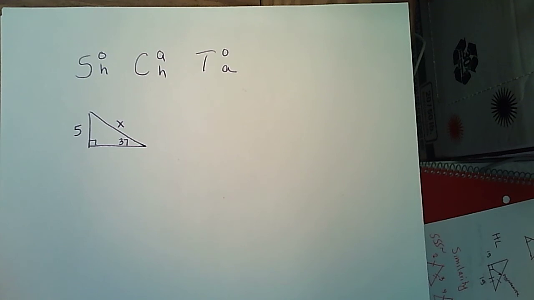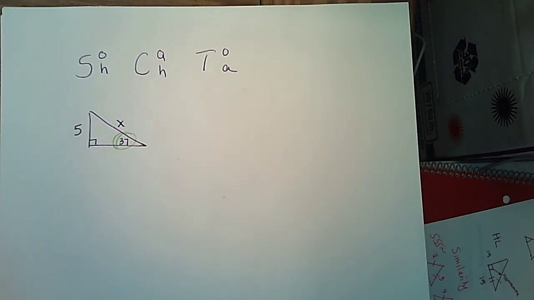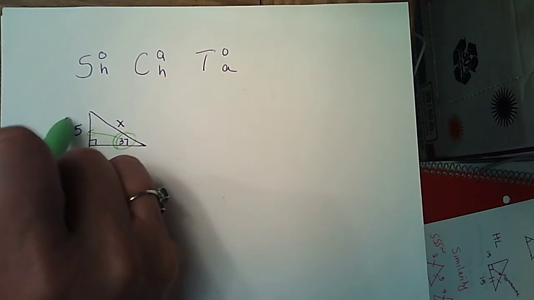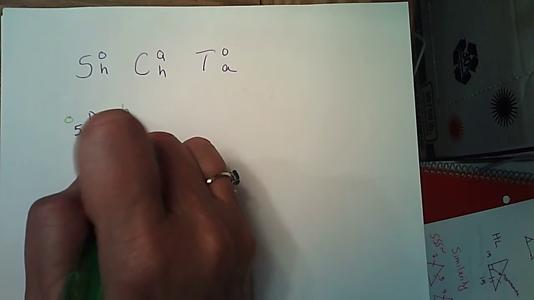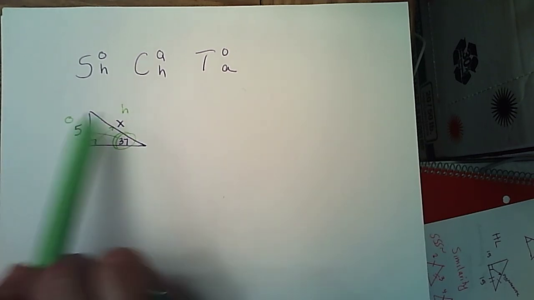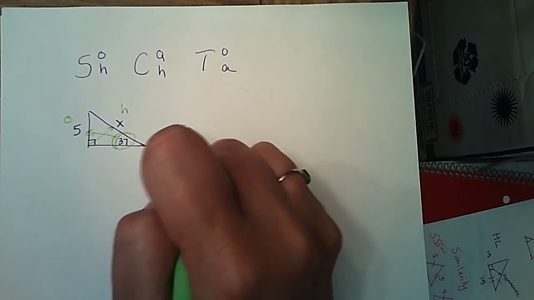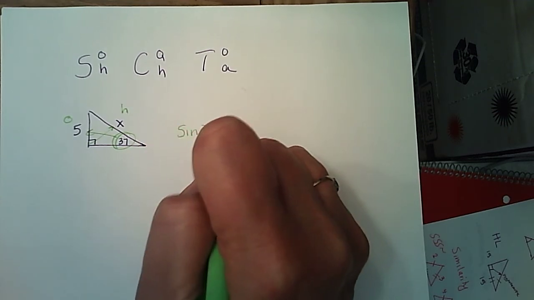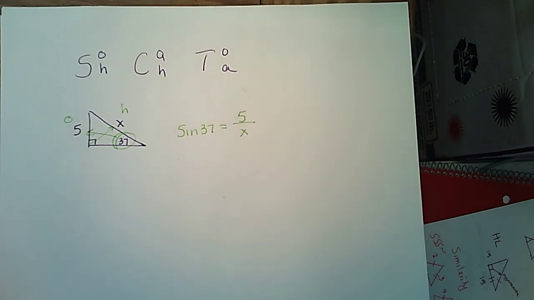All right, I can't use Pythagorean theorem, I don't have enough information. So what I can do is say, all right, from this angle right here, what am I given? I'm given the side that is opposite, and I'm given the hypotenuse because these are right across there. So who uses an opposite side and a hypotenuse? Excellent, sine. So the sine of the angle equals the opposite over my hypotenuse.